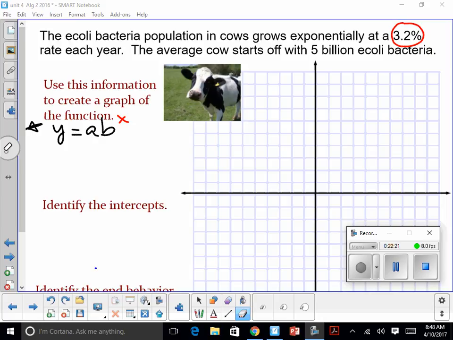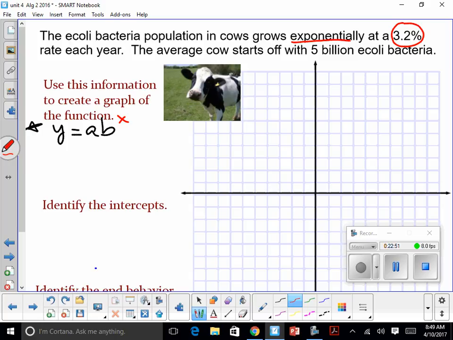The famous cow problem. This problem is famous across the U.S. If you find yourself in another state, you may hear them talking about the cow problem. This one: E. coli bacteria population in a cow grows exponentially. Of course, I'm going to pretend like you haven't done it, so I'm going to tell you to underline things. But I expect that you probably have exponentially underlined. And it grows at 3.2% each year. That rate is always going to be your B.